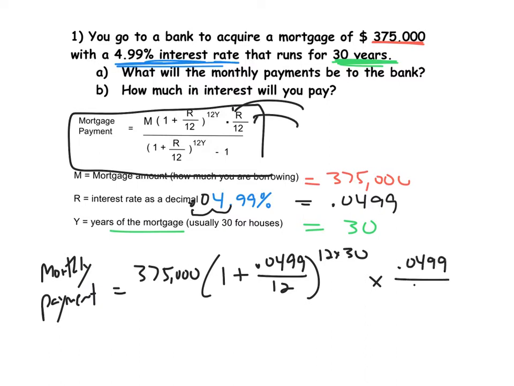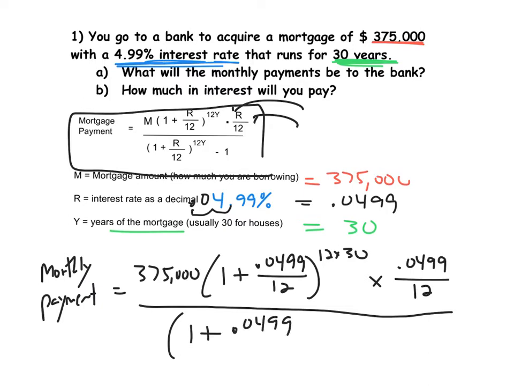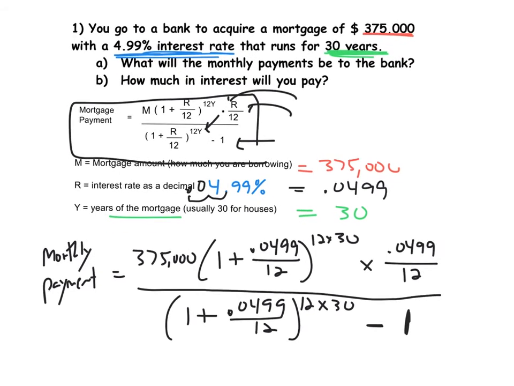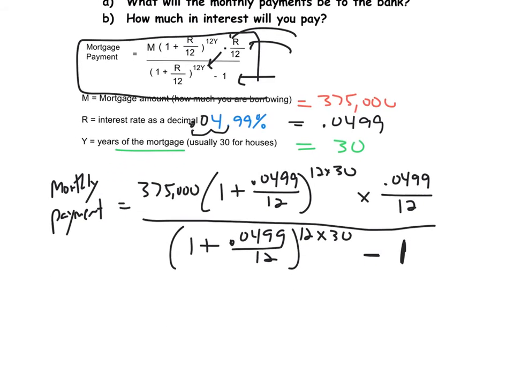0.0499 over 12. That entire expression is all over, again, 1 plus R over 12, 1 plus 0.0499 over 12, close parentheses, raised to the 12y power, so 12 times 30th power, and then, not in the exponent spot, but still in the denominator, take away 1. And the challenge when you do these questions is to have your calculator match exactly what you see in this mortgage formula.